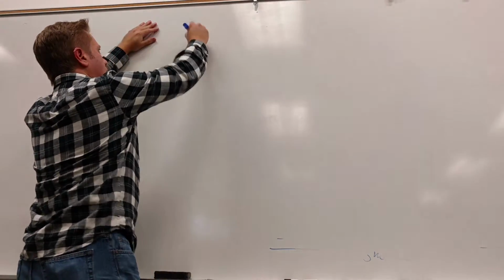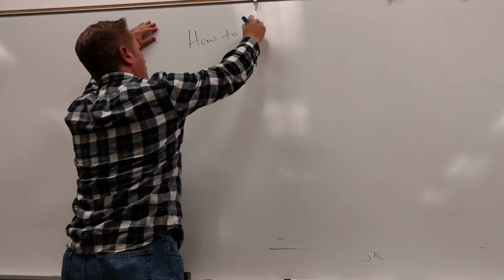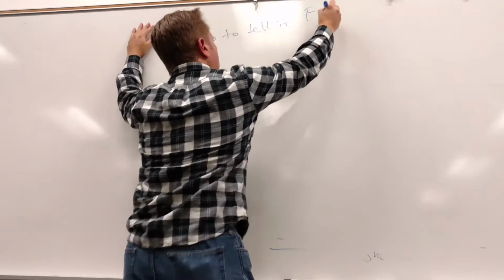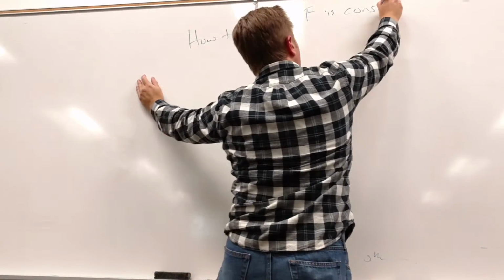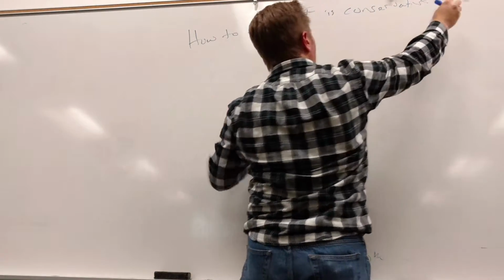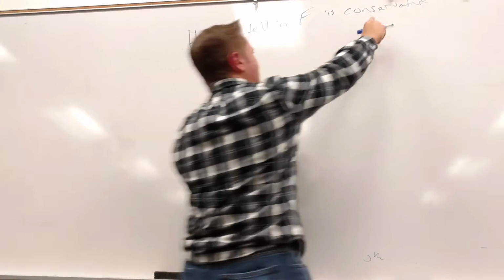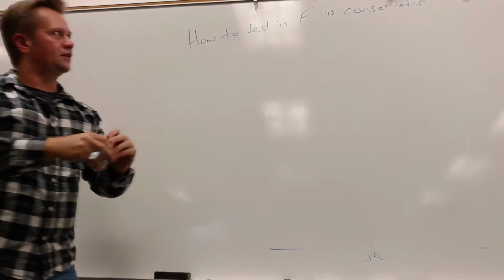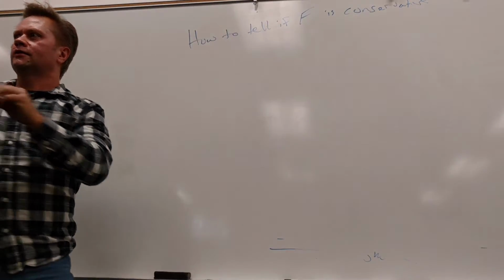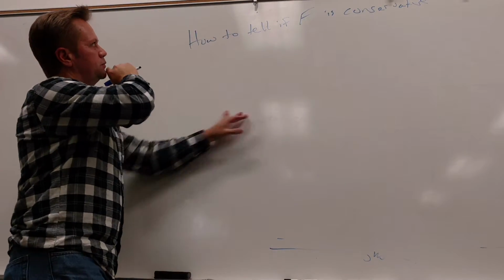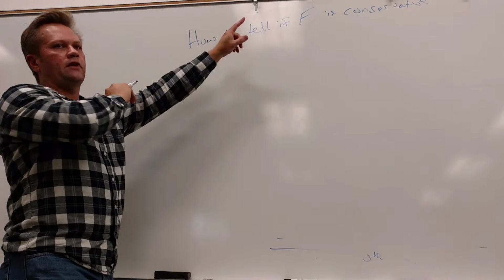Oh, okay. So here's how to tell if F is conservative. Step one, look at its voting record. No, step one. So this is, oh, Jeff. Oh, I have to apologize. I'm sorry. So how to tell if F is conservative?